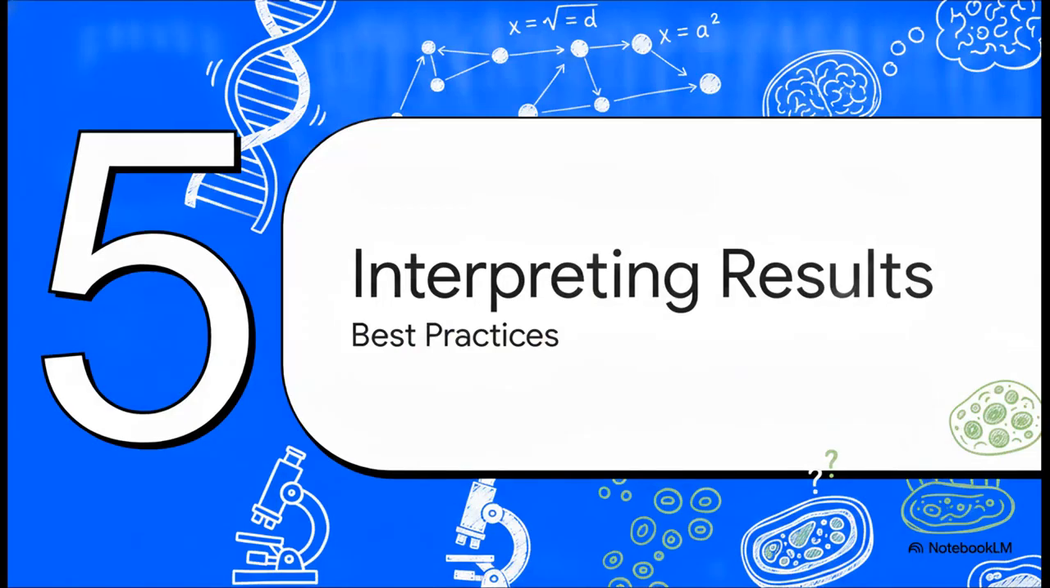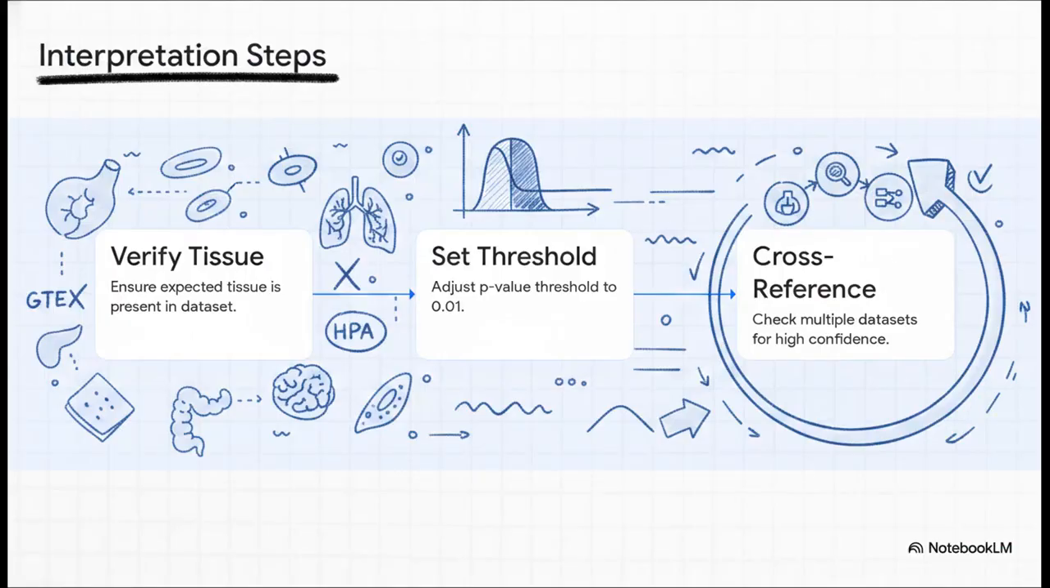Section 5. Interpreting your results. Let's bring it all home. Once the math is done, here are 3 actionable steps you should always follow. Step 1 is simple but so crucial. Verify the expected tissue is actually present in the dataset you're using. I mean, if you're analyzing a sample list of trophoderm-specific genes expecting to see placenta enrichment, you absolutely cannot use the GTEx dataset. Why? Because GTEx doesn't even include placenta data. You have to use the HPA data instead.